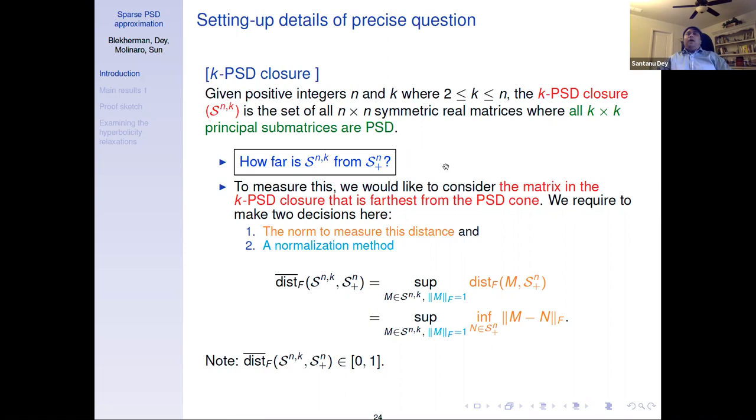So again, I have S_n^k, which is the cone of matrices where I'm enforcing PSD-ness on every k by k principal submatrix. And this cone clearly contains S_n^+, the cone of PSD matrices. And I want to know how large this cone is. We've devised a reasonable way to measure this. So we want to understand how large S_n^k is. In a sense, we want S_n^k to be ideally as close as possible to S_n^+.